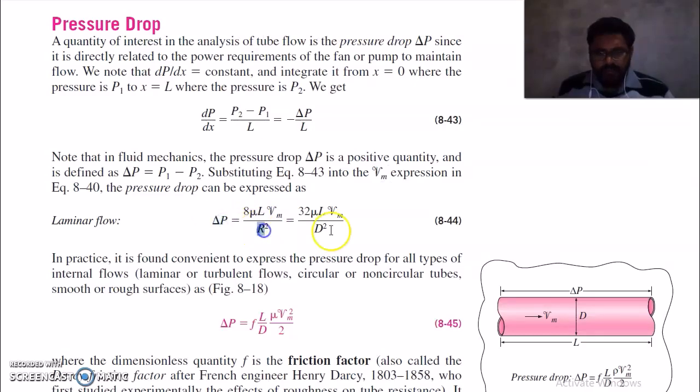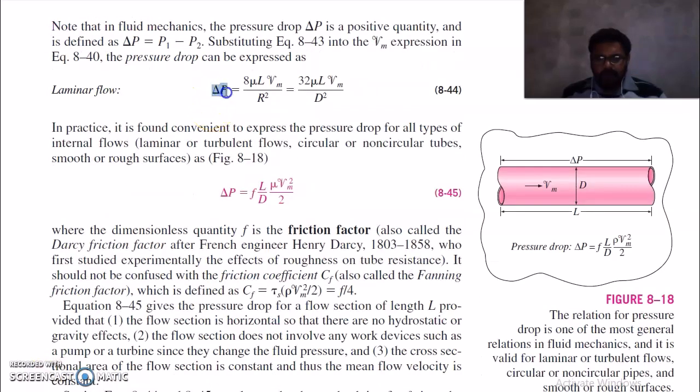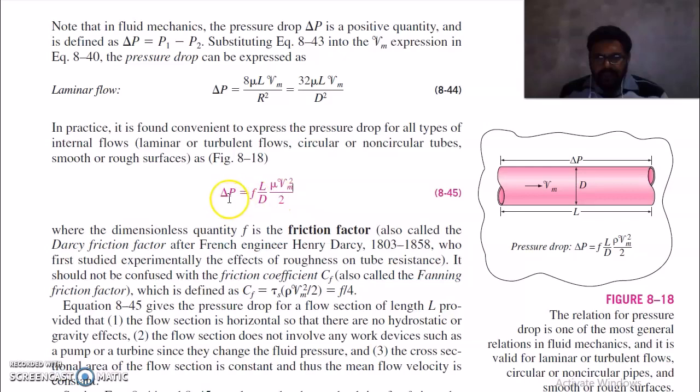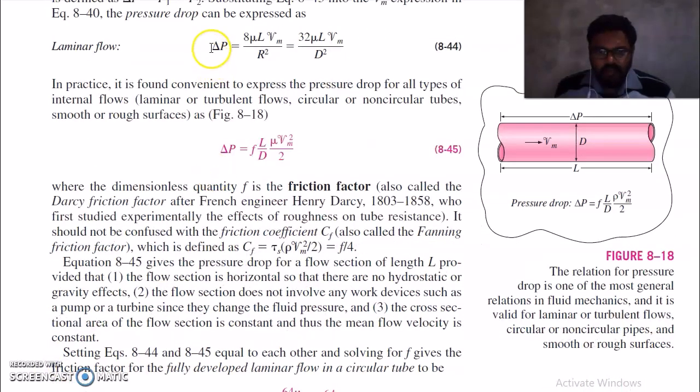If you replace R by diameter, you will get del P is equal to 32 mu L Vm by d square. This is the pressure drop for a pipe flow. Also from fluid dynamics, we have known that the pressure drop in a pipe of length L and diameter d is equal to f L by d times density Vm square by 2. This is also known as the Darcy equation. Here f is the friction factor, also called the Darcy friction factor. Now we have two equations for del P, one from this derivation and one from fluid mechanics.